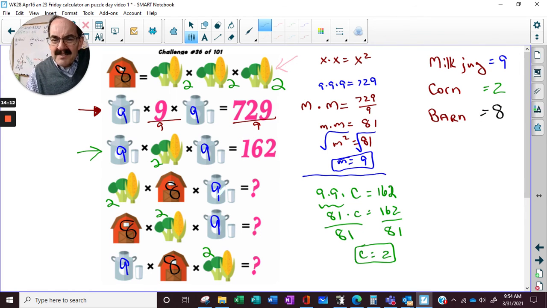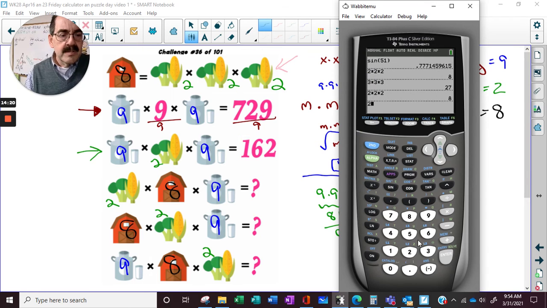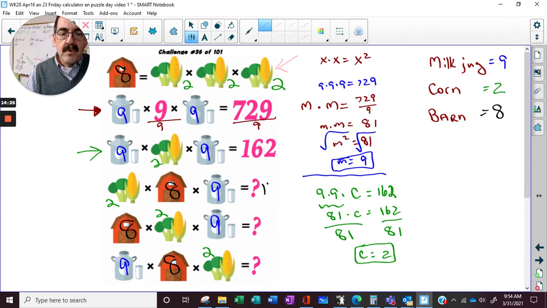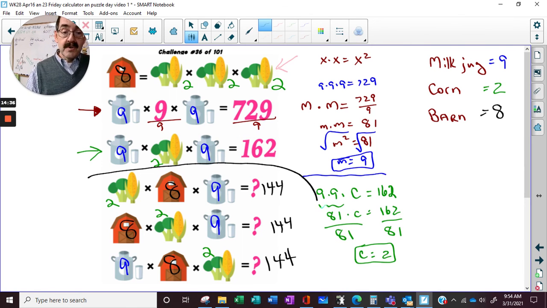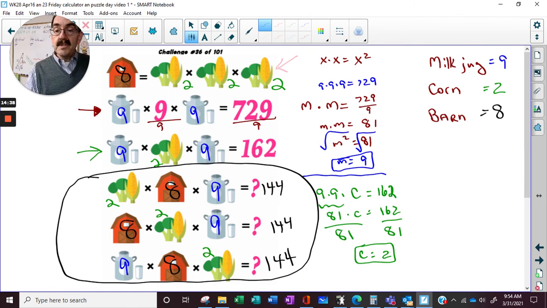2 times 9 times 2 times 8 times 9, 72, 144. Grab a calculator. 2 times 8 times 9, 144. 8 times 2 times 9. 9 times 8 times 2. And the moral to the story is the associative property, or is it the commutative property? Order doesn't matter. 2 times 8 times 9 is the same as 8 times 2 times 9, which is the same as 9 times 8 times 2.